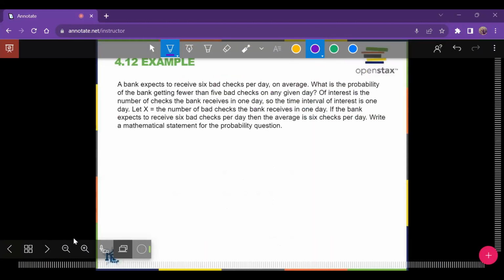A bank expects to receive 6 bad checks per day on average. What is the probability of the bank getting fewer than 5 bad checks on any given day? Of interest is the number of checks the bank receives in one day, so the time interval of interest is 1 day. Let x equal the number of bad checks the bank receives in 1 day.